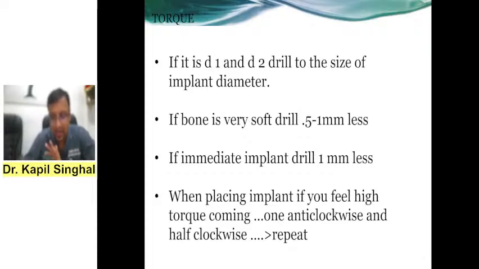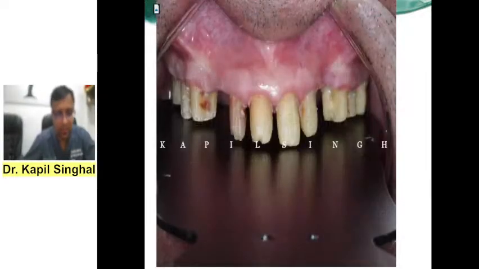within the limits. Okay, so if the question comes that one or two threads are left and the torque is very high, what to do? Just don't remove the implant. You cannot just place the implant at the same torque. What you have to do is rotate your implant clockwise and anti-clockwise with your ratchet 4 to 5 times, and your torque will decrease because the bone will expand.